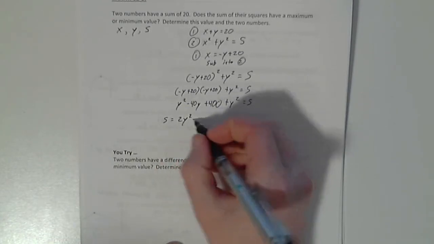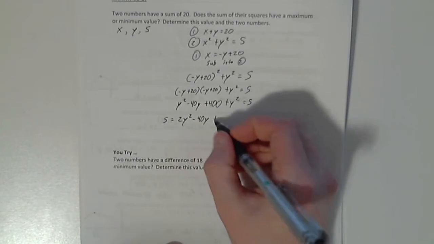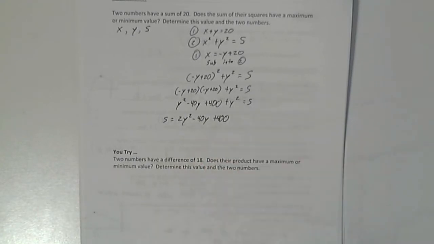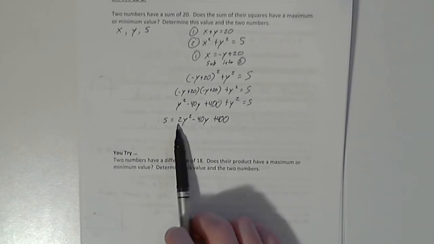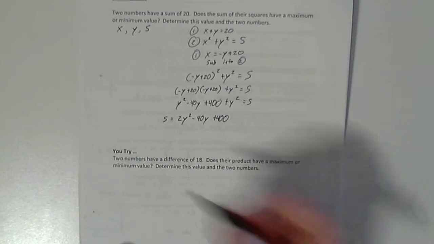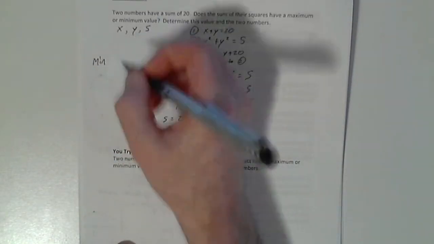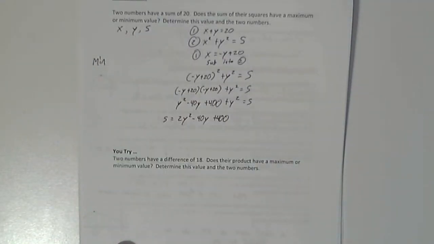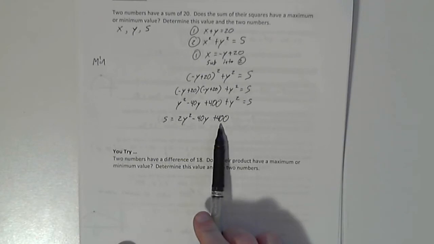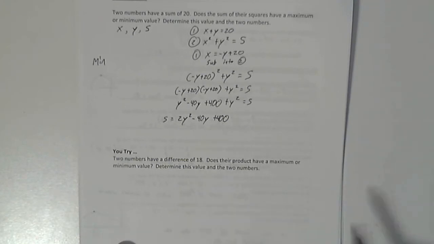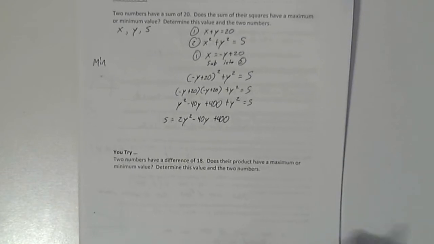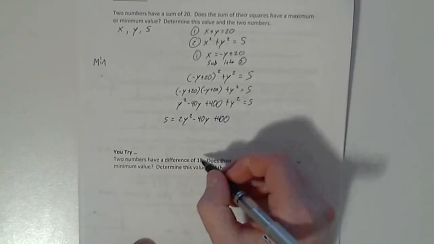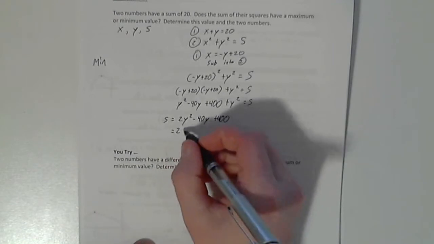S equals 2y squared minus 40y plus 400. Okay. Now we want to know whether it's a maximum or minimum value. Well, we already know it opens up, so we already know it's a minimum. We don't know what that minimum is right now. It's not 400. It's not negative 400. We need to actually solve this into vertex form to be able to know that. So let's do that. I think we have enough space. It only takes 3 lines, right?